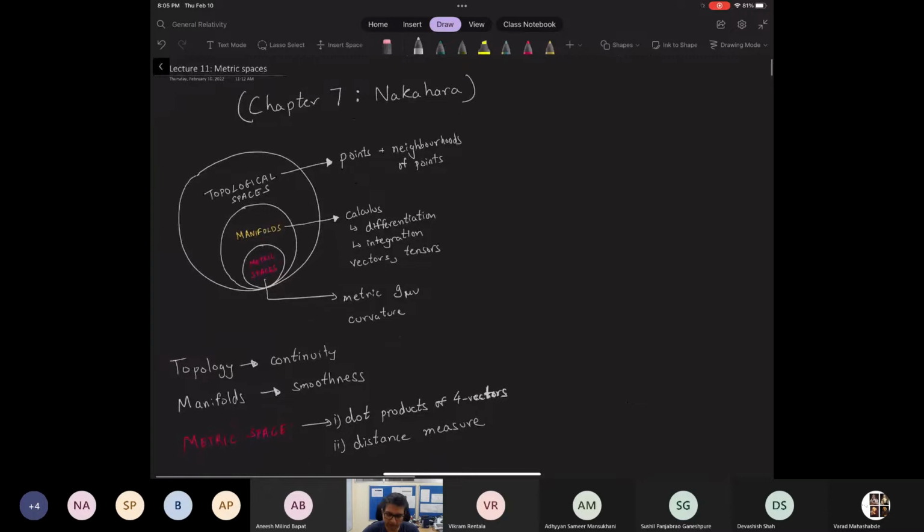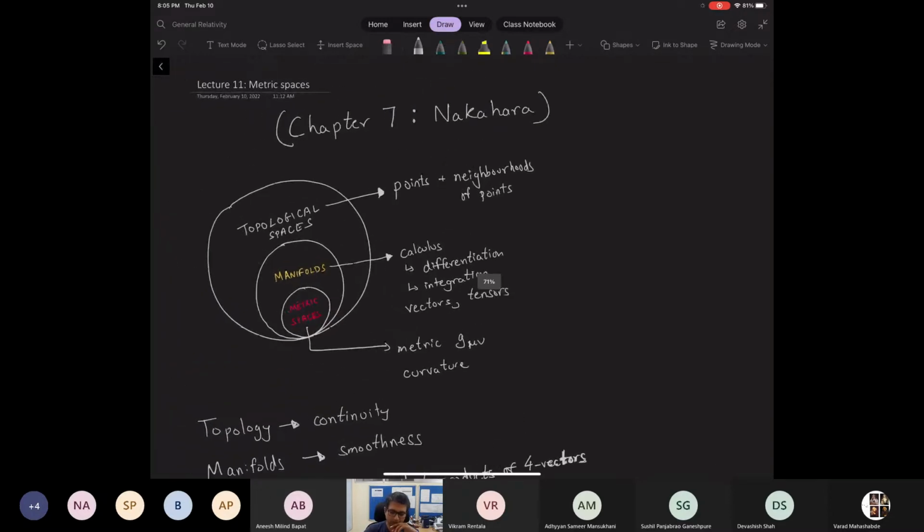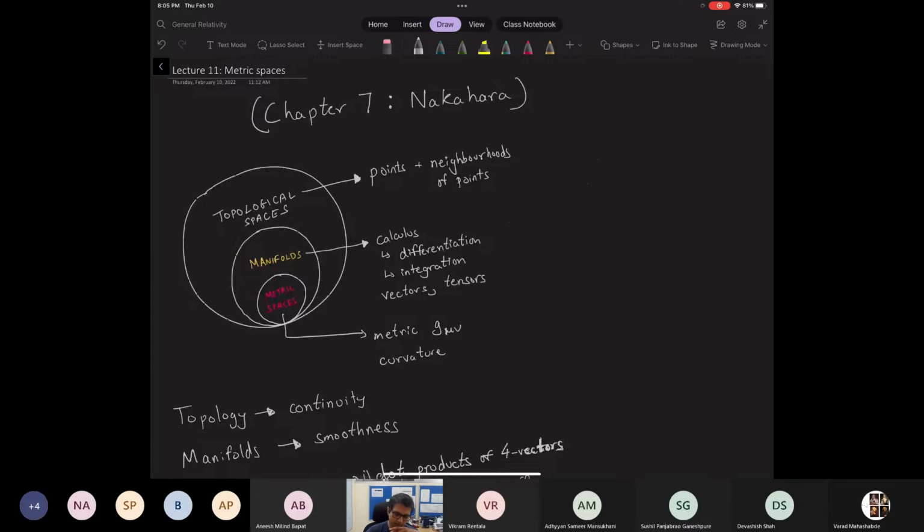Now we'll move on to the idea of metric spaces. At least initially, we'll follow chapter 7 of Nakahara. This is where we're going to make a jump. Let's recap where we are so far.